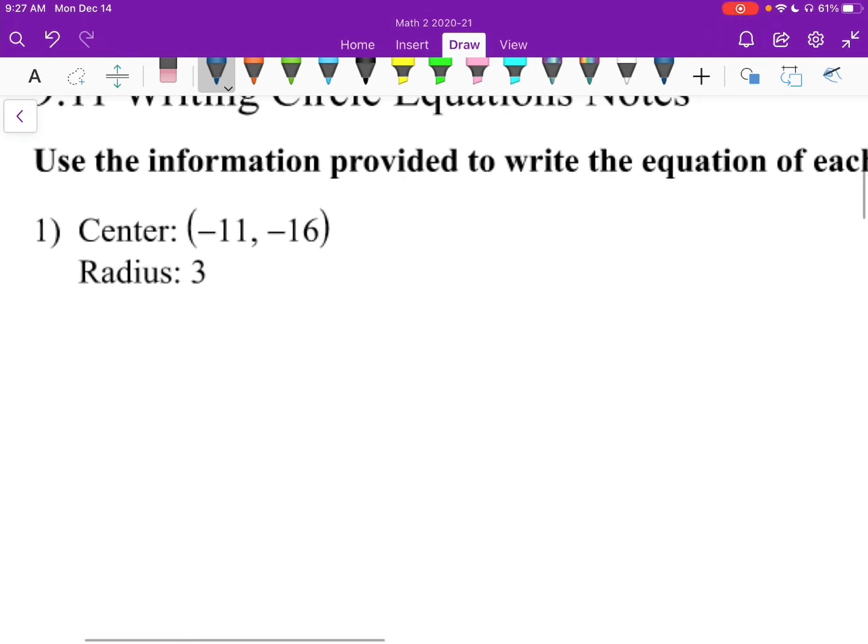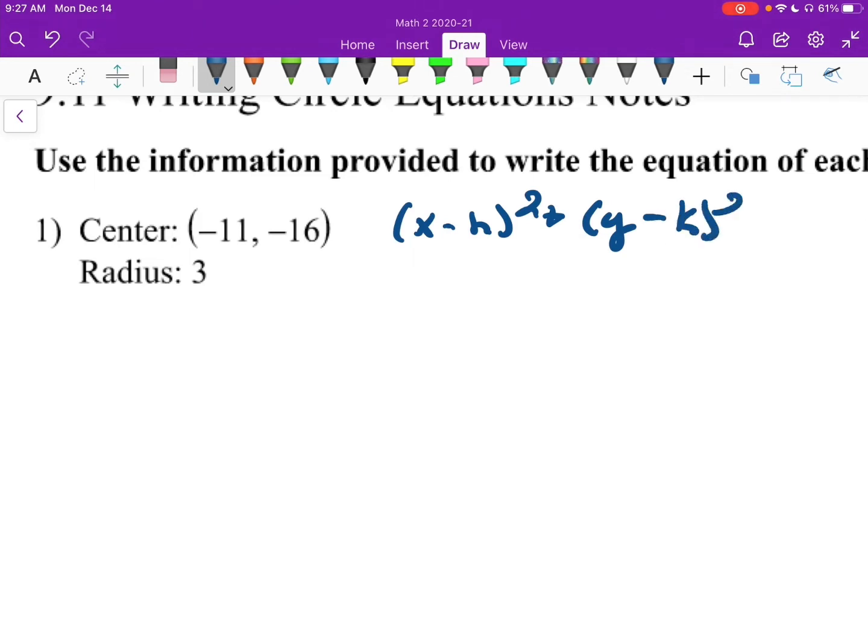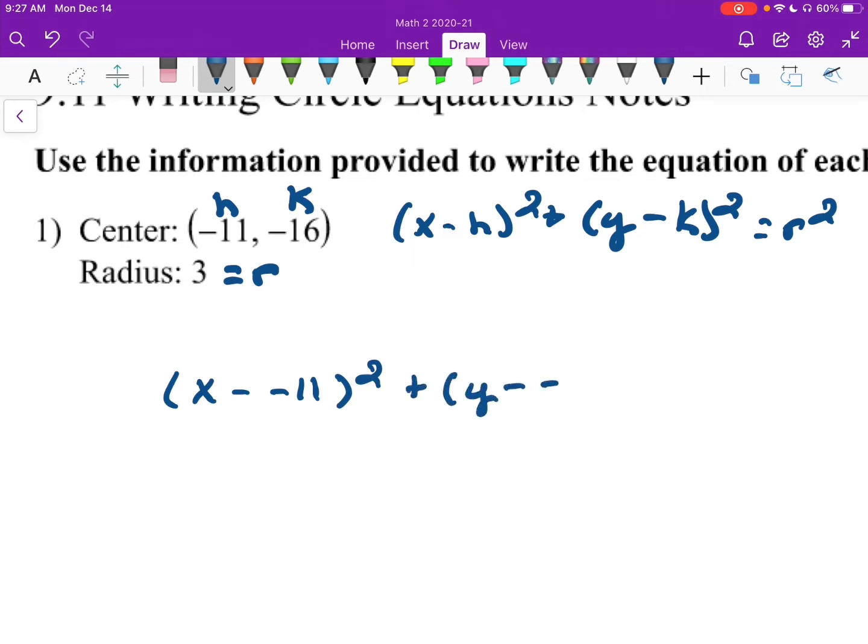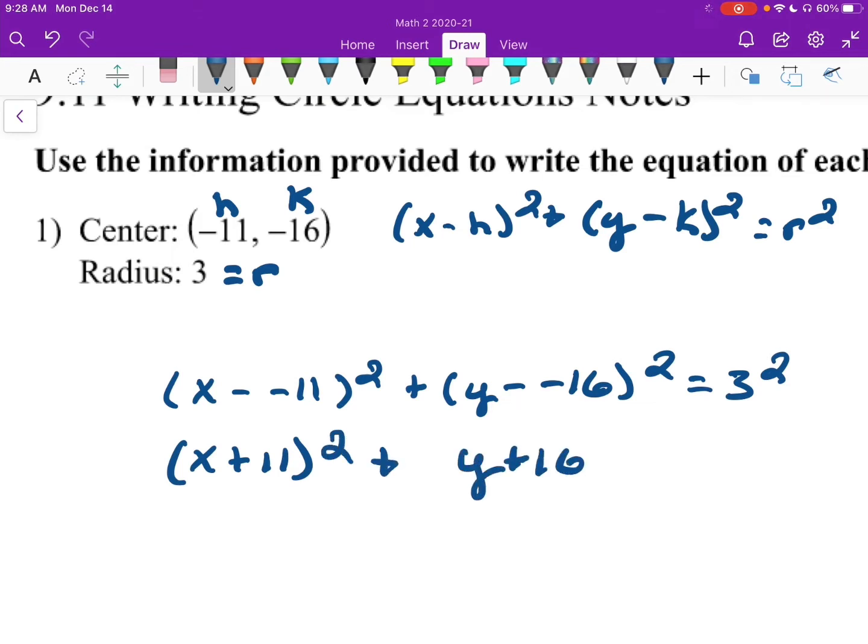We need to remember our circle equation. It's x minus h squared plus y minus k squared equals r squared. Here's h, k, and r. So really all we're doing is plugging in. So we have x minus negative 11 squared plus y minus negative 16 squared equals 3 squared. So this is going to be x plus 11 squared plus y plus 16 squared equals 3 squared.